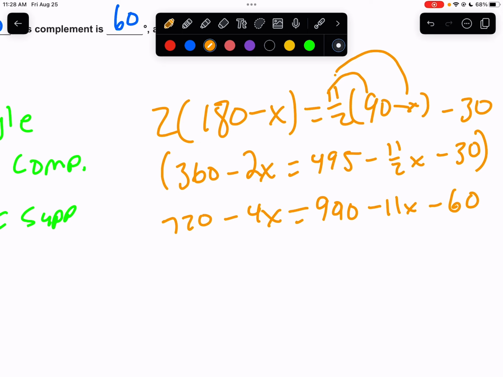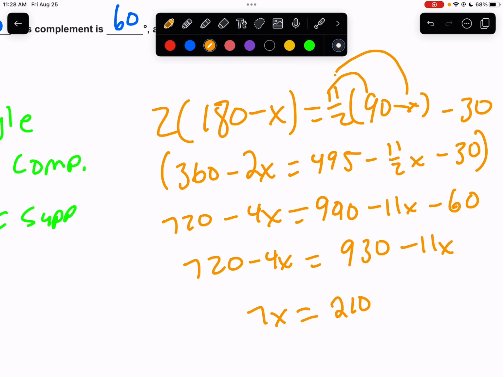My next job is to combine like terms. 720 minus 4x equals 930 minus 11x. I want to get my x's on the same side, so if I add 11x, I would have 7x. Subtract the 720, so 930 minus 720 is 210. So x equals 30.